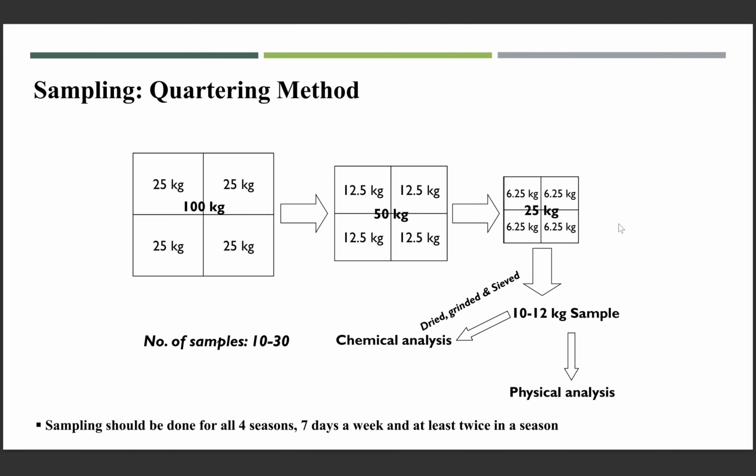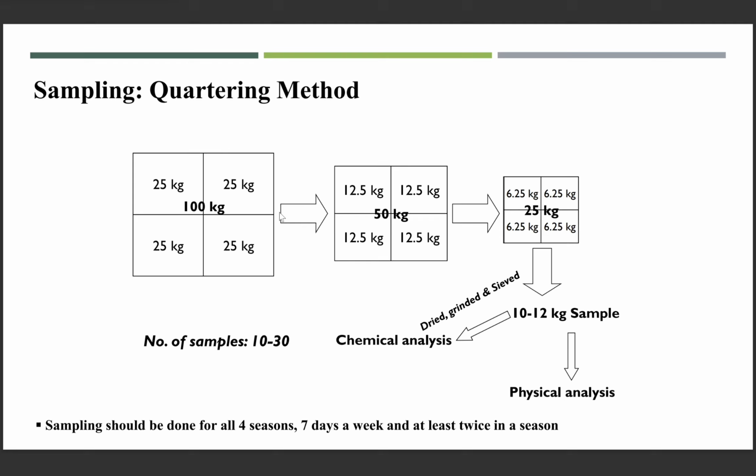So next is sampling and characterization of municipal solid waste. They are sampled by following the quartering method. Suppose 100 kg of waste is taken, it is divided into four fractions of 25 kg each, and that 25 kg is again divided into four fractions, and again divided into four fractions.